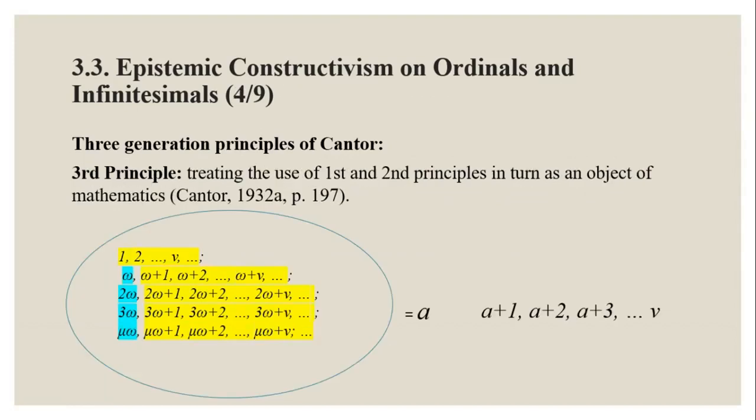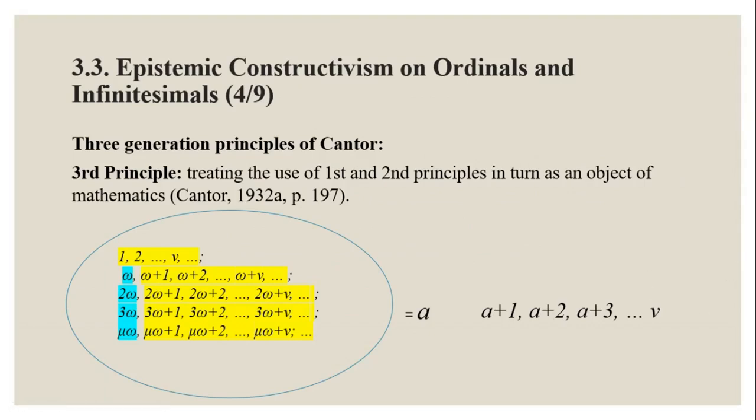So in the case within the circle, we are using two different principles of generation in turn. And he treats this use of two principles of generation in turn as an object of mathematics, and he then continues to apply the first principle of generation, and then the second one, and then goes on to a third one too.